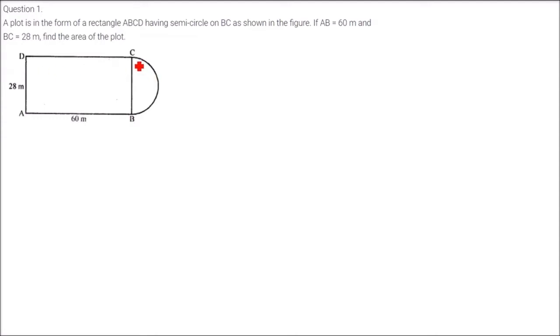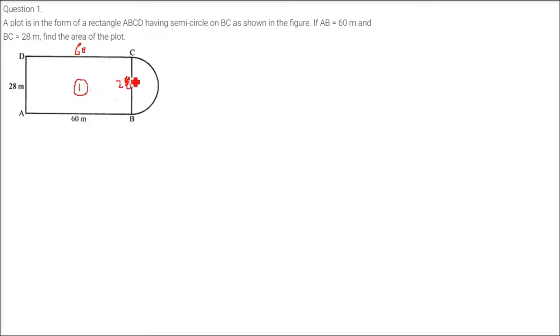AB is 60 meter and BC, and of course AD, is 28, and this is also 60. Find the area of the plot. So we have to find out the area of the plot.